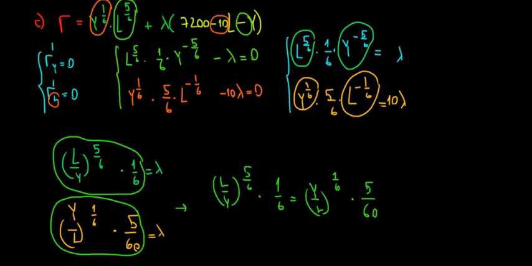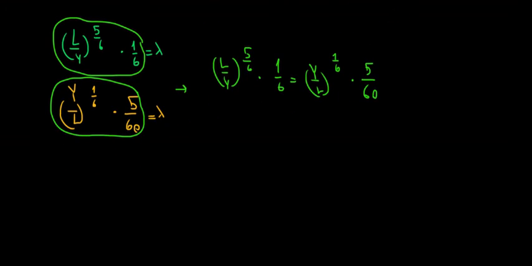What can we do next? Well, we can cancel out something. 6 and 60 can go away. So 6 and 60 go away and we're left with 10 over here. Now 5 and 10, we can also cancel that down. 5 divided by 10 is just going to be 1/2.